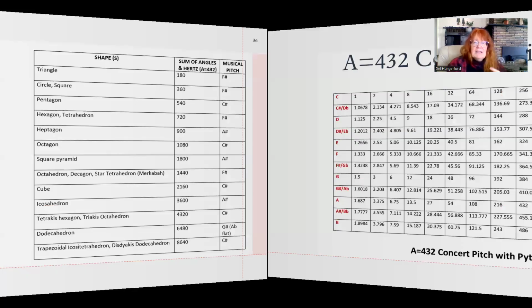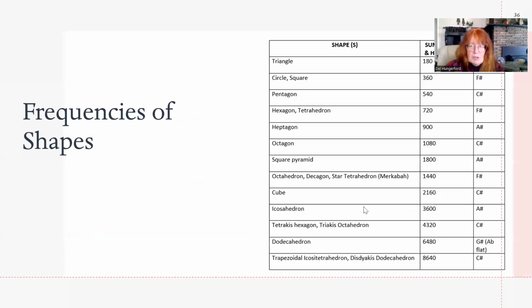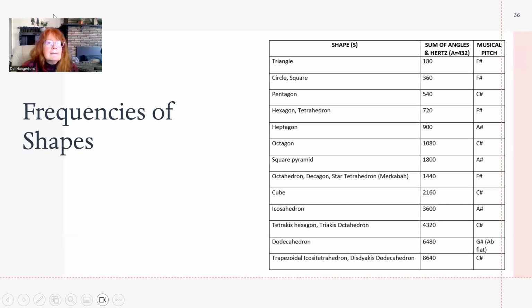Okay, now let's take a look at the shapes. All right. So if you take the triangle, as I said before, you add it all up, it's 180 degrees. That is the lowest number. 180 is the lowest you're going to get.